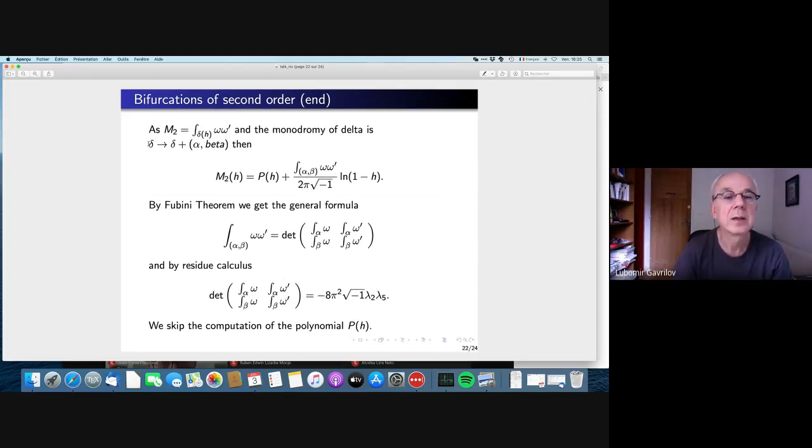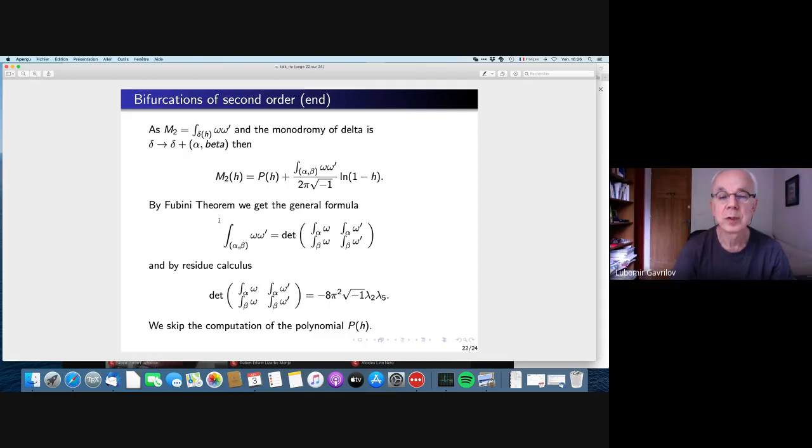In fact, the reason is the following: in the homology, the monodromy of delta is like this. Delta is transformed to delta plus commutator. And here beta means Greek beta. It's a mistake. So Greek small loop around a puncture. And this is the coefficient before the logarithm. This is the result of the general theory.